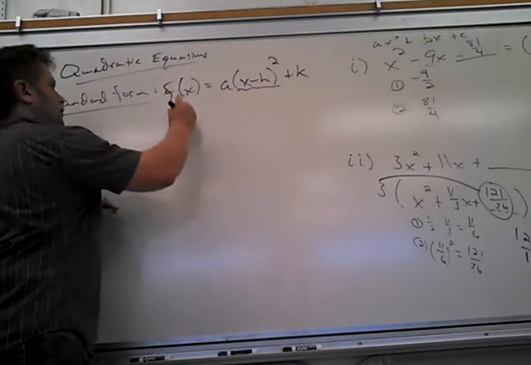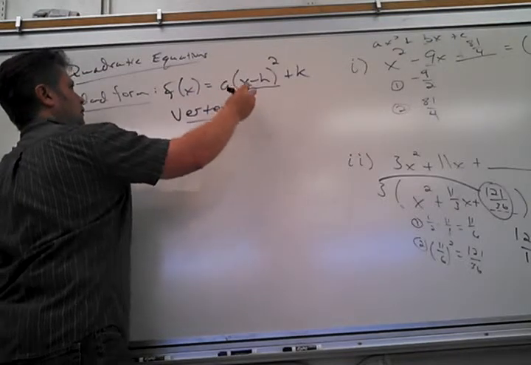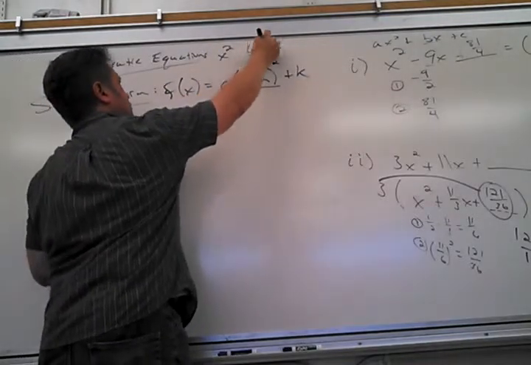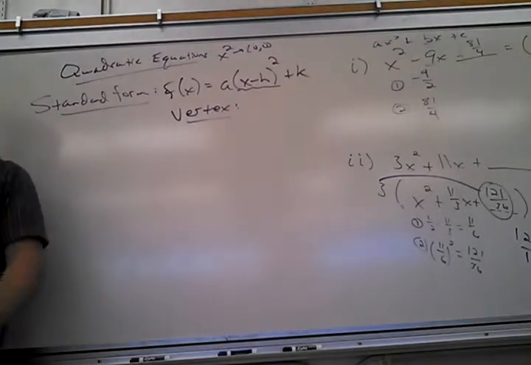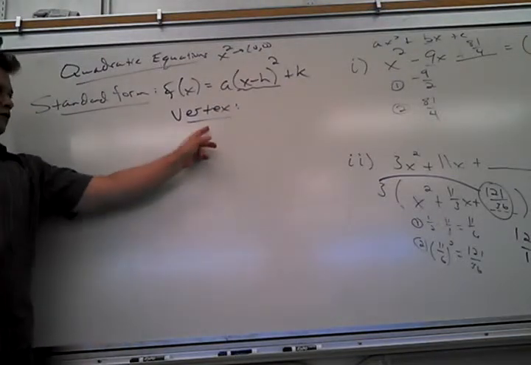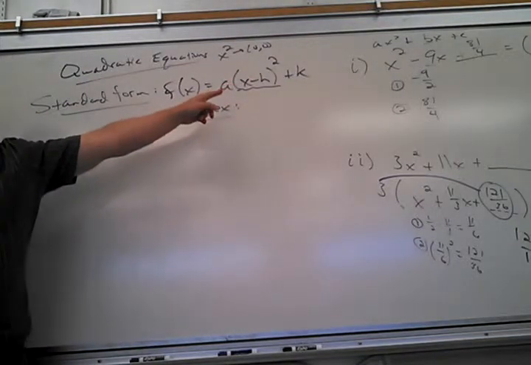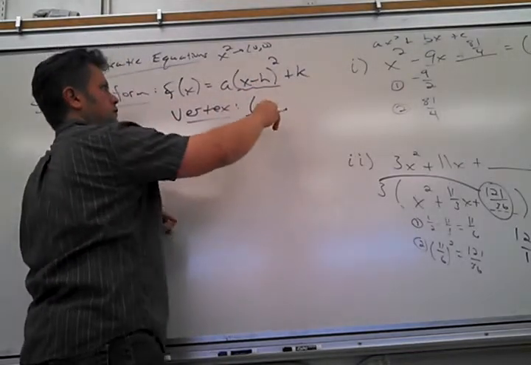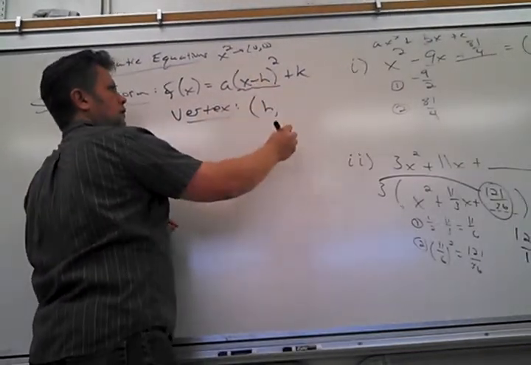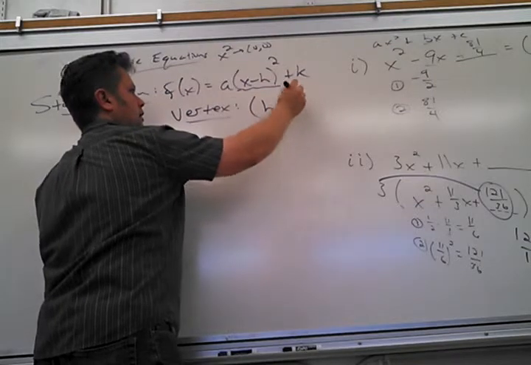So the vertex would be what? For this, the vertex is 0, 0. Right? For an x squared, the vertex is 0, 0. Where's the vertex for this? How has it been shifted? Negative h. Careful. Yeah, h. Up k. So h, k.